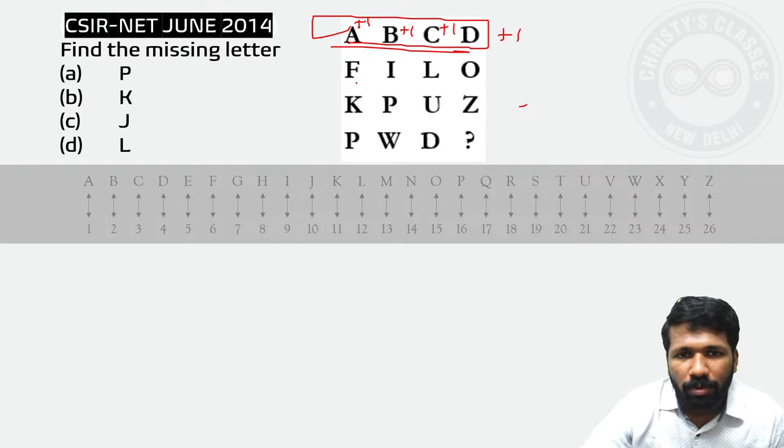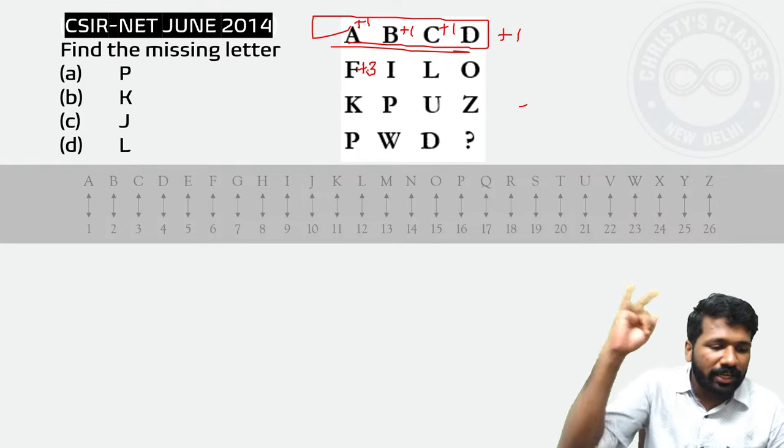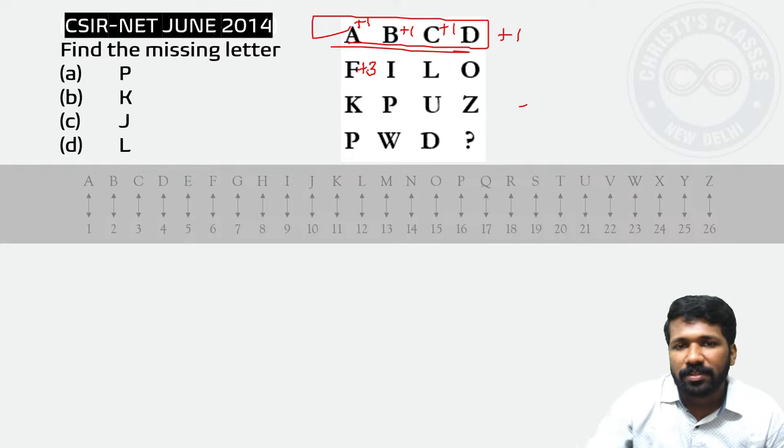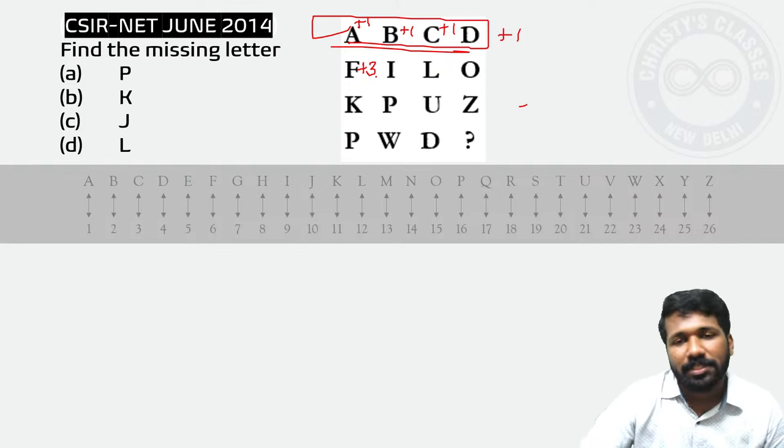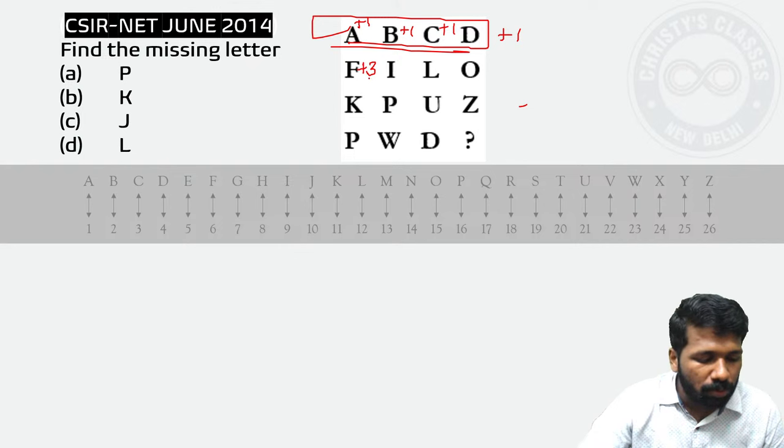In the second row, F, G, H, I. F plus 3 is I. F, G, H, I. Third letter from F is I. That is the meaning of plus 3. Or you can say, two letters skipped, then I. Both mean the same. Plus 3 or two letter gap, both mean the same.